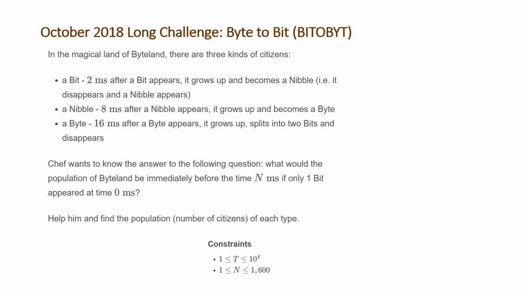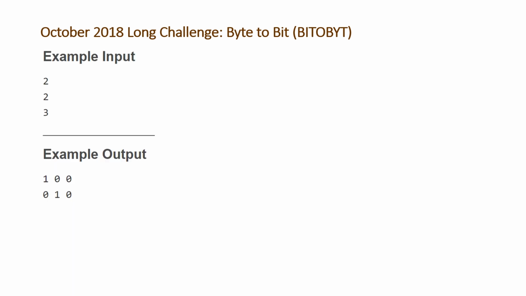So let's take a look at some examples. So here's the example from the problem that CodeChef provided us with. We have 2 test cases, and then the number of milliseconds we have is 2 and 3. So pretty straightforward. You can see here that after 2 seconds, we still only have 1 bit, and then after 3 seconds we have 1 nibble. So bit is represented by the first column, nibble by the second column, and then byte by the third column.